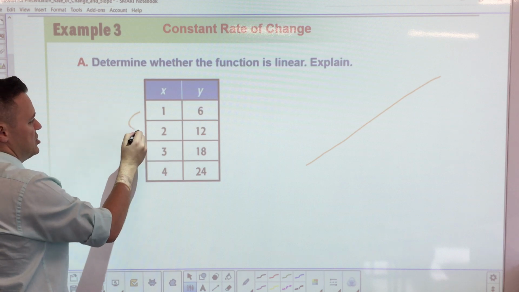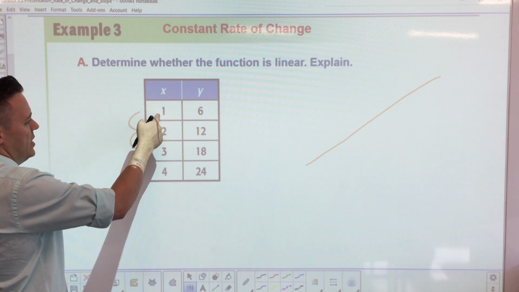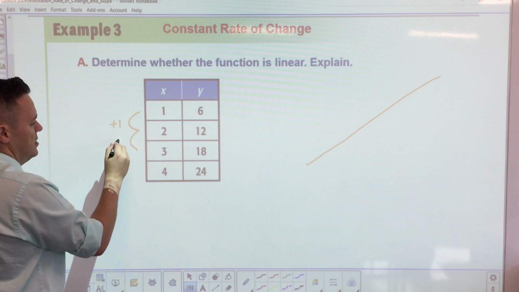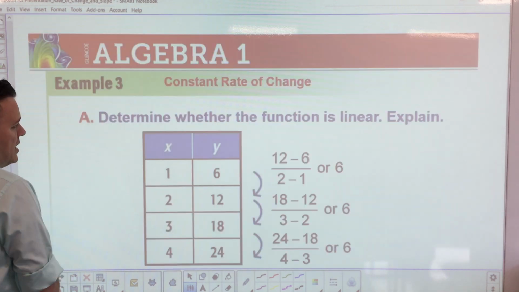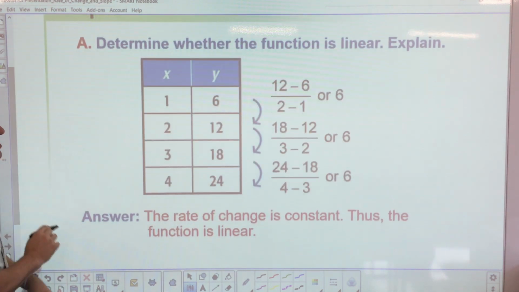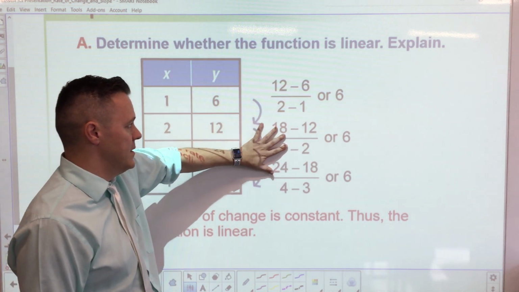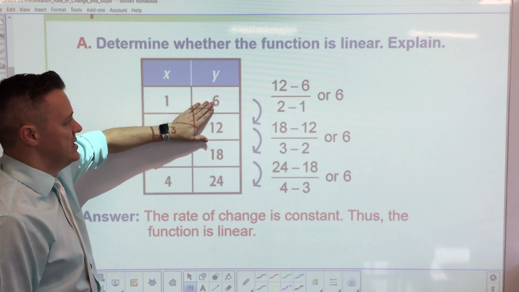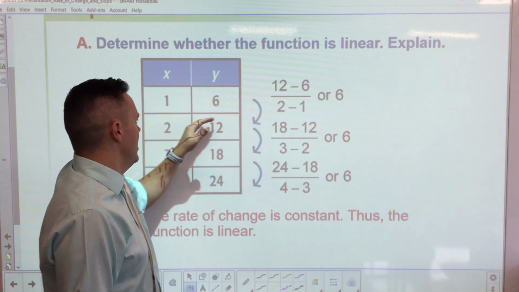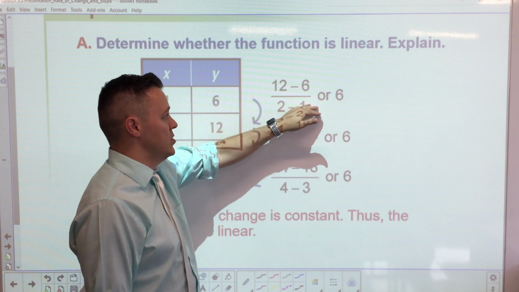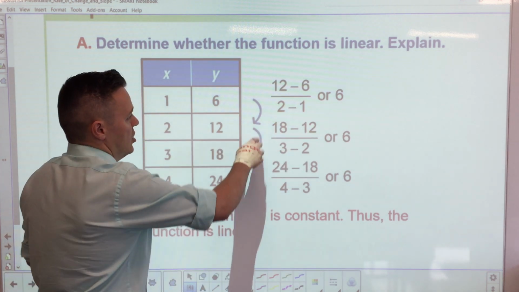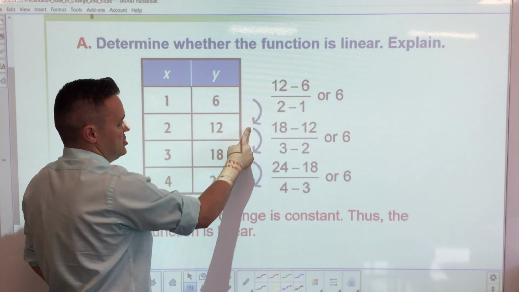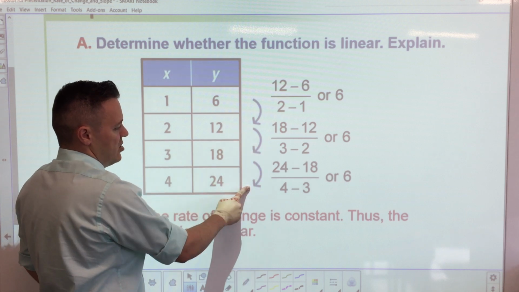So what I mean by that is the change from here to here is what? This is plus 1, this is plus 1. I'm going to cheat and have the book show you how to do it. So what they have is the change in y. 12 minus 6 is 6, over 2 minus 1, which is 1. So it'd be 6 over 1. That change goes from here to here and into here.